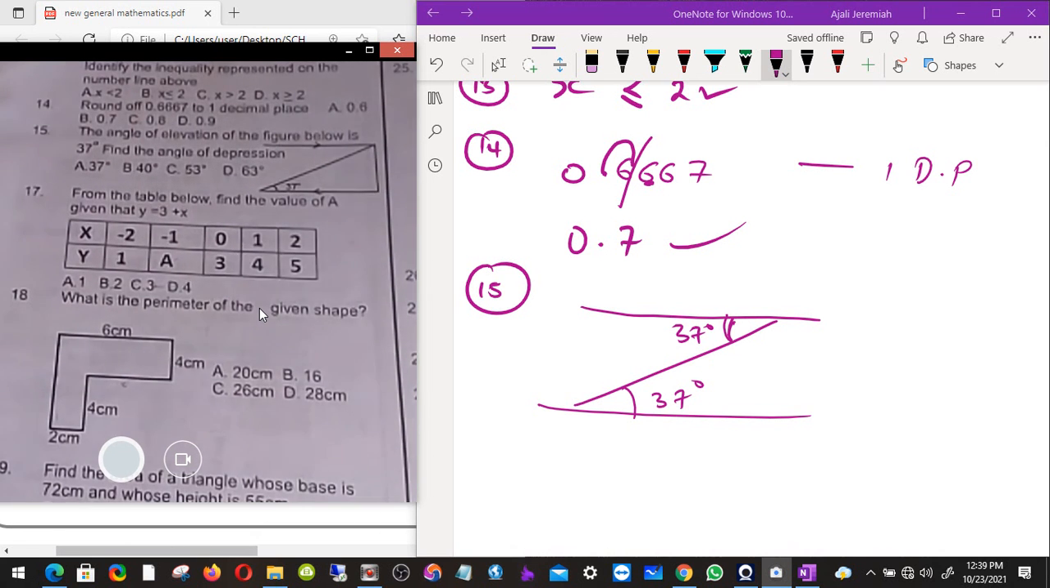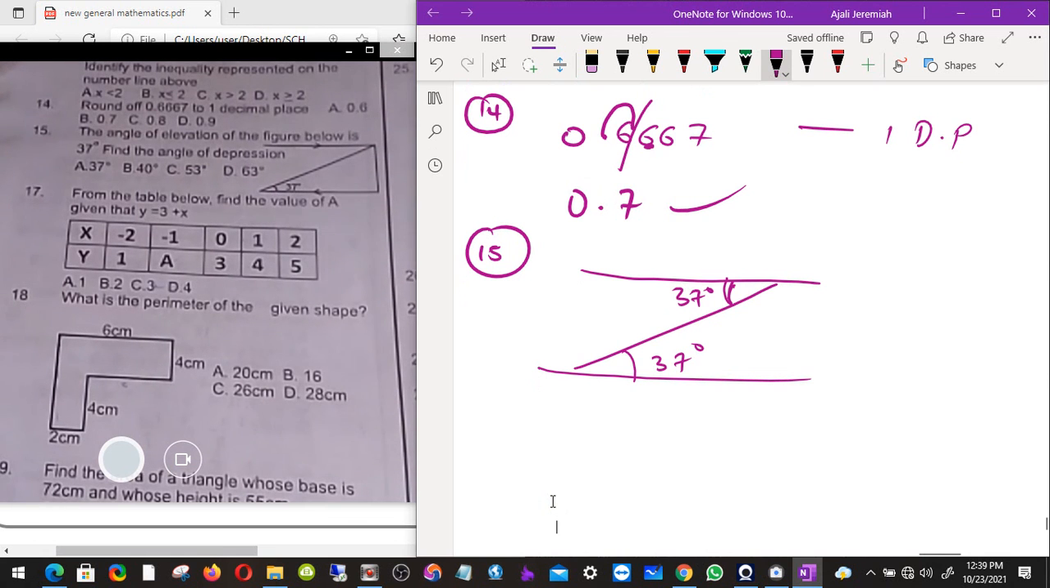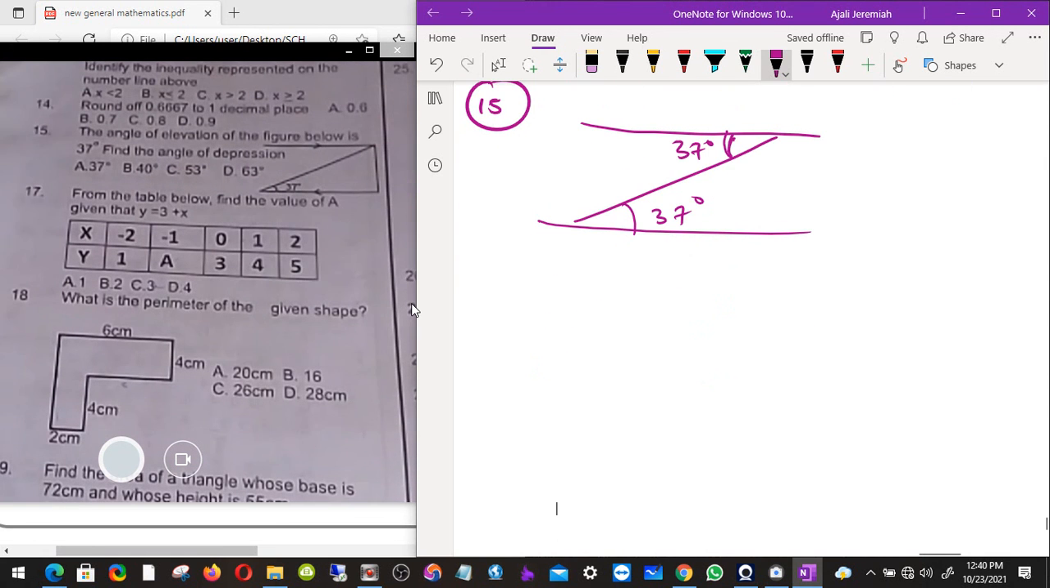Number 17. From the table below, find the value of A. Now you can see that A is the value for y when x is minus 1. So when x is minus 1, we'll get the corresponding value for y, which is A. And what is the equation there? y is equal to 3 plus x.